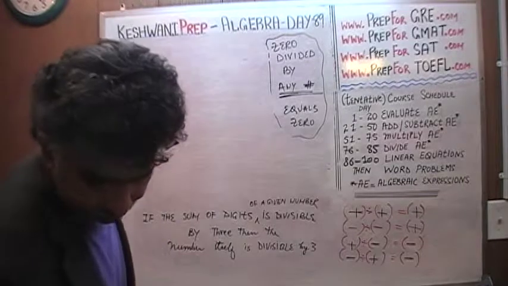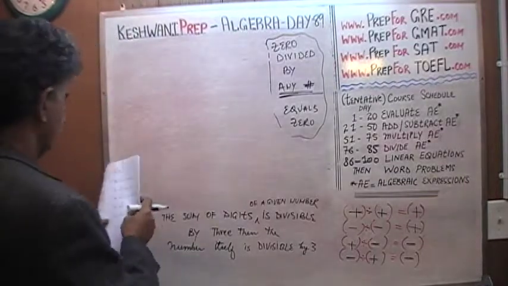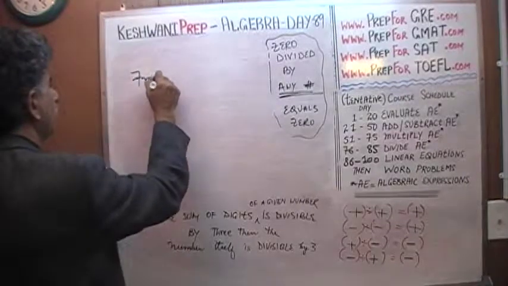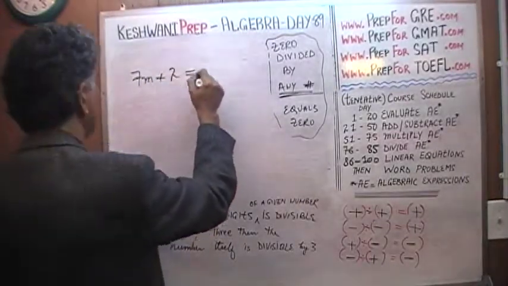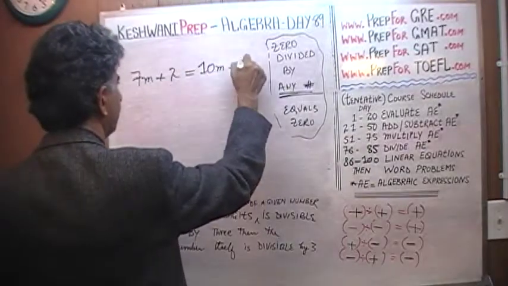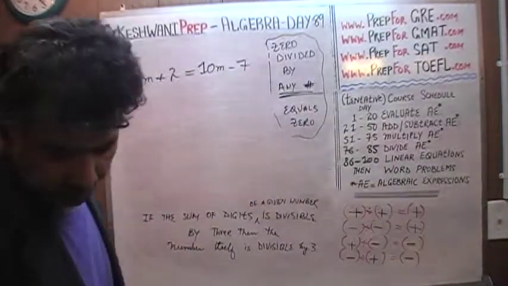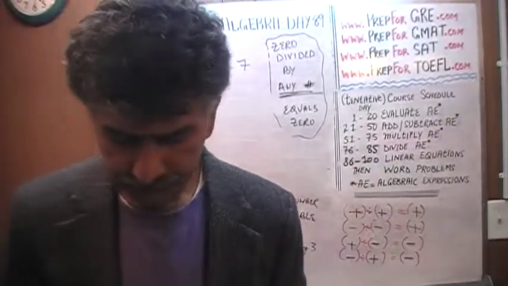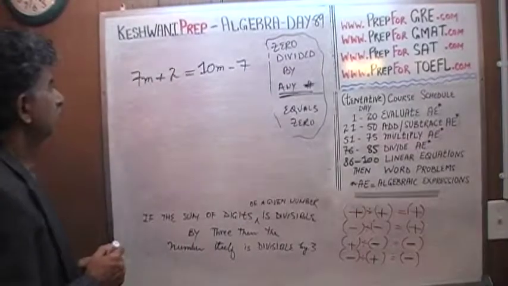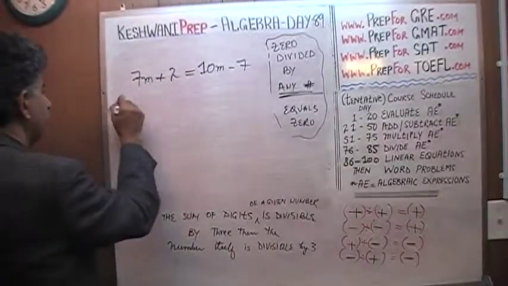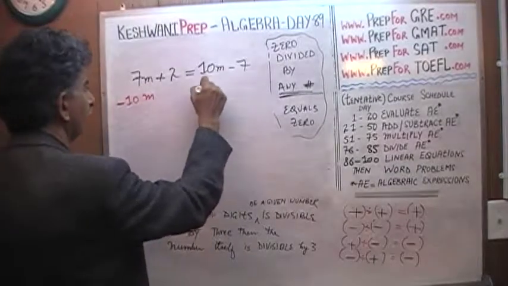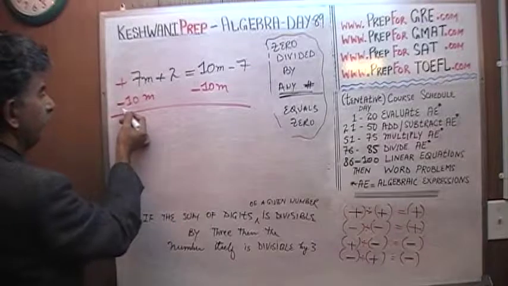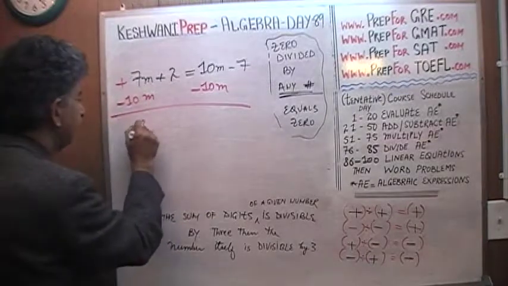7m plus 2 equals 10m minus 7. Let's subtract 10m from both sides. This is a positive 7. Positive 7m and a negative 10m is going to give us negative 3m.